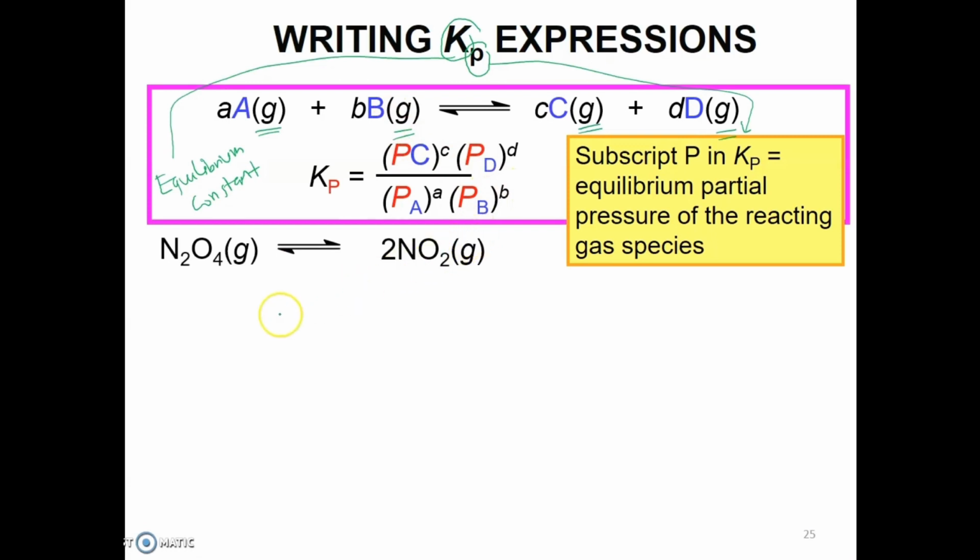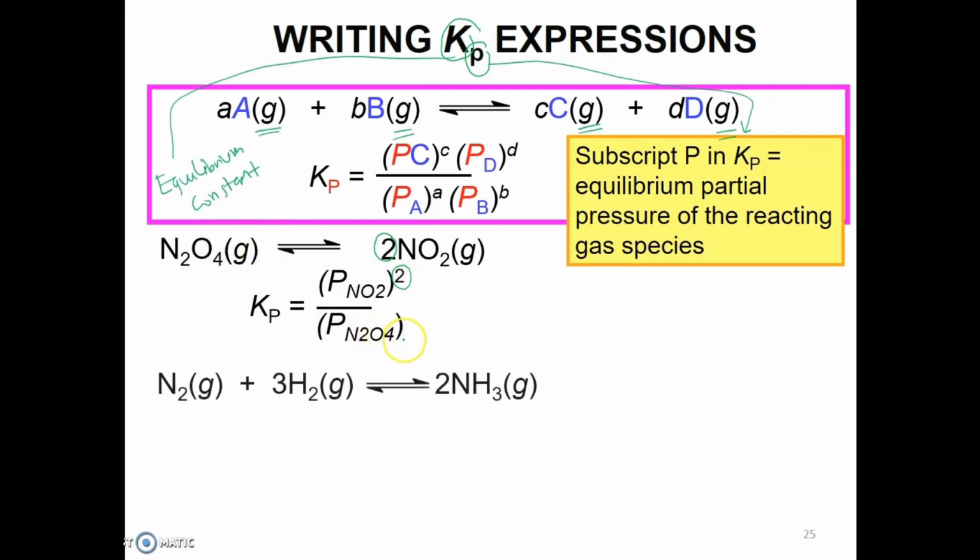For example, here we have N2O4 gas decomposed to form 2NO2 gas. So the Kp expression will be P, the partial pressure of NO2 gas, raised to the power of 2 since the mole coefficient for NO2 is 2 over partial pressure of the N2O4 gas.